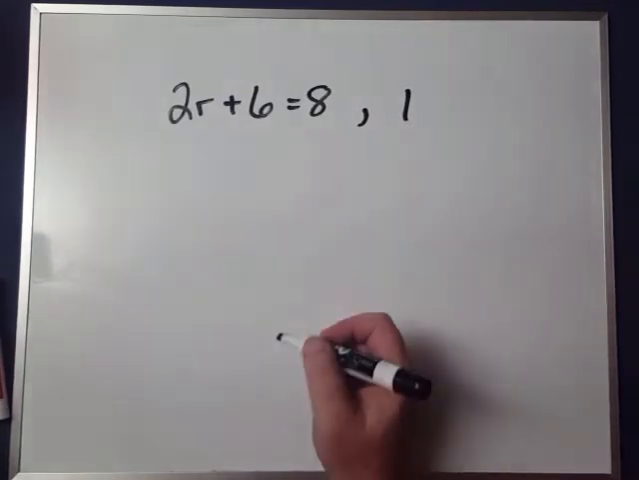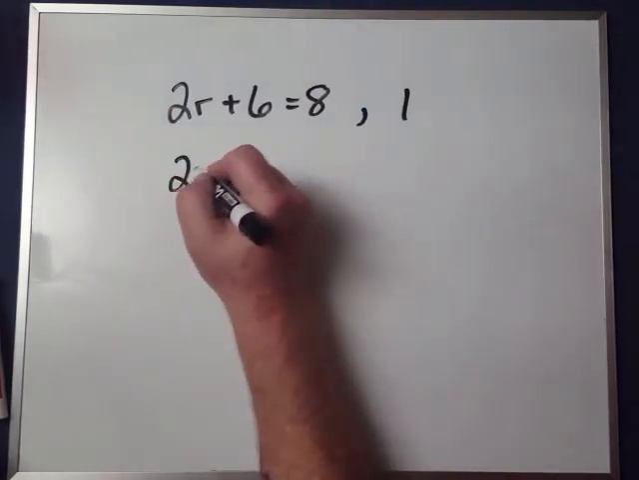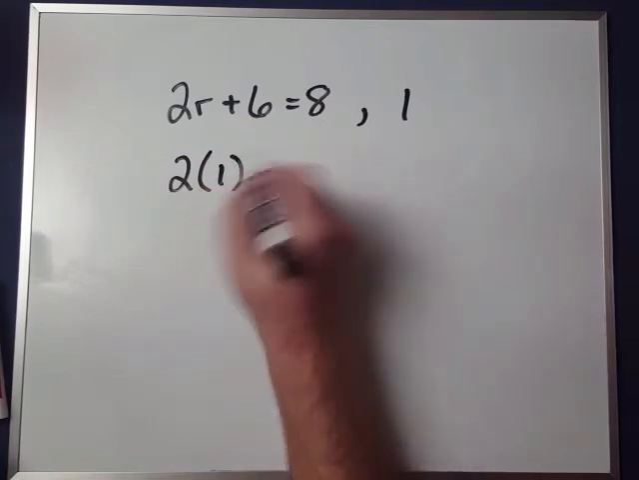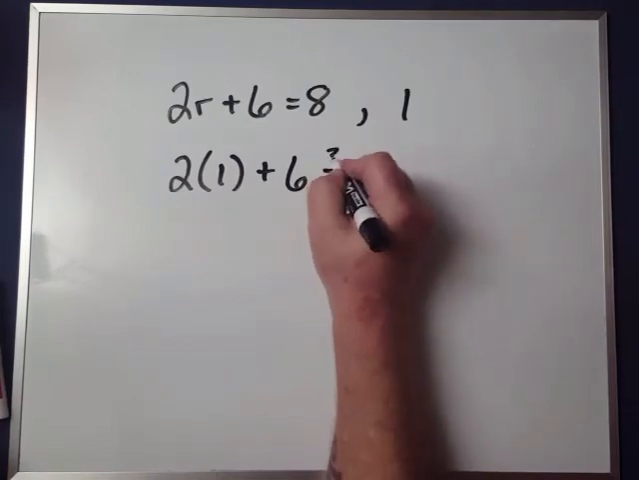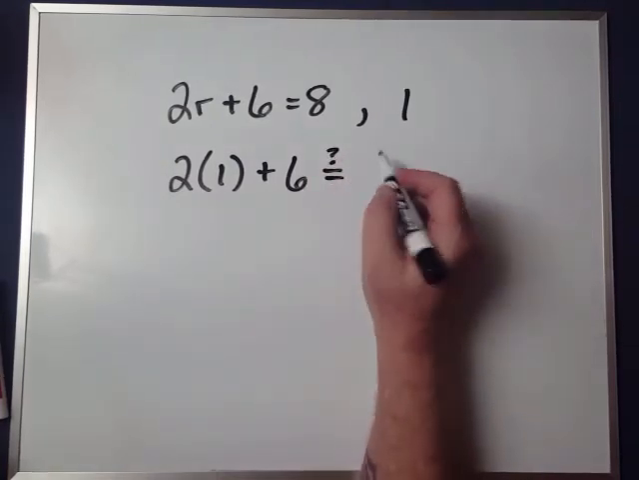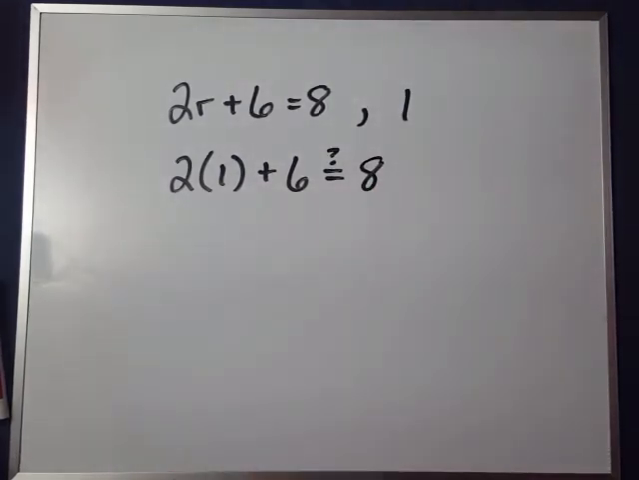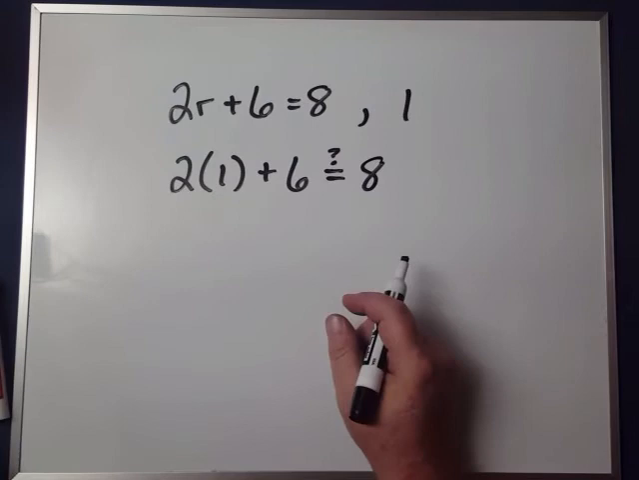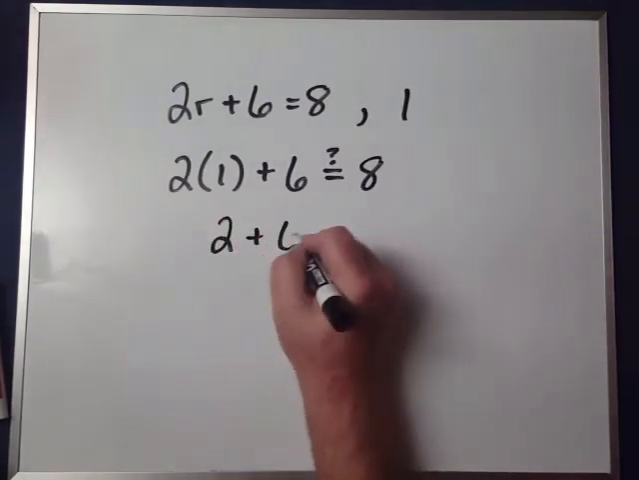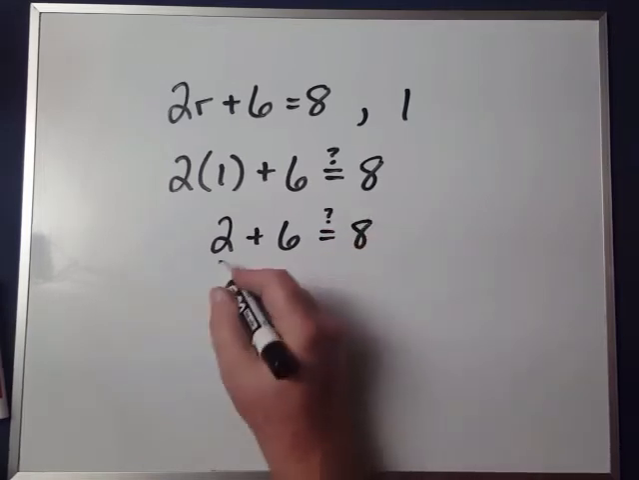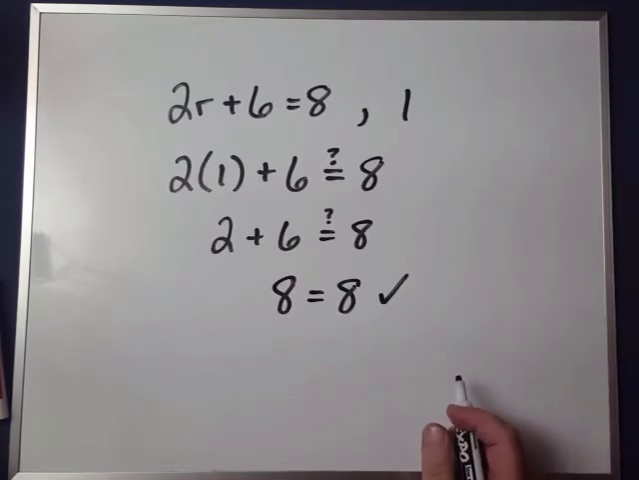I think you can do that one in your head. But for the sake of our notes and completeness, I'm going to go ahead and plug 1 in for r. You could use a dot there. I use parentheses this time. Standard notation when we're testing, we put a little question mark over the equal sign. This now reads, 2 times 1 plus 6, is that equal to 8? Order of operations, 2 times 1 is 2. And 2 plus 6 is 8. Yes, 8 equals 8.